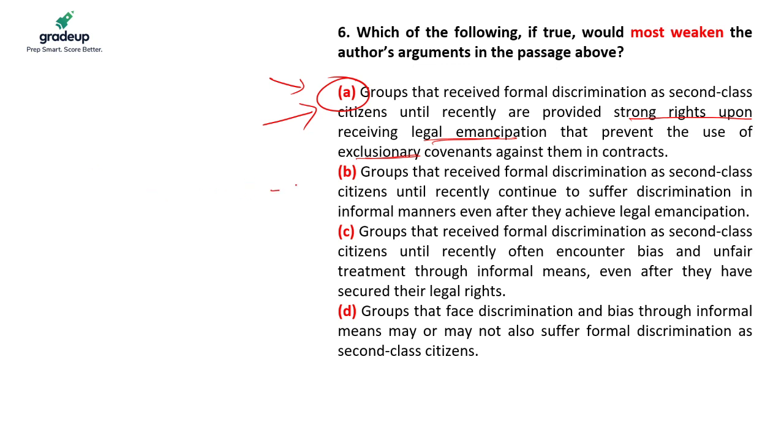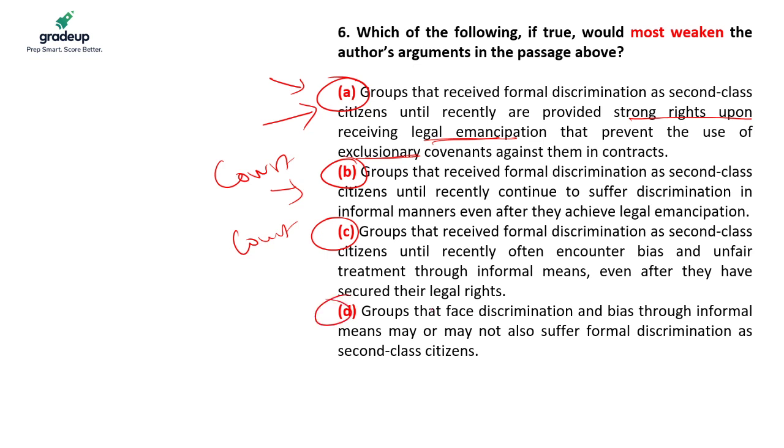But let's check. Groups that received formal discrimination as second-class citizens until recently continue to suffer discrimination. Now, in which case the courts must step in. Groups that received formal discrimination as second-class citizens until recently often encounter bias and fear. Here also, they have to step in. Here the court has to come into play. They cannot throw the contract out because, while it is something that violates fairness, it is very much within the legal ambit. The law doesn't say anything about it.